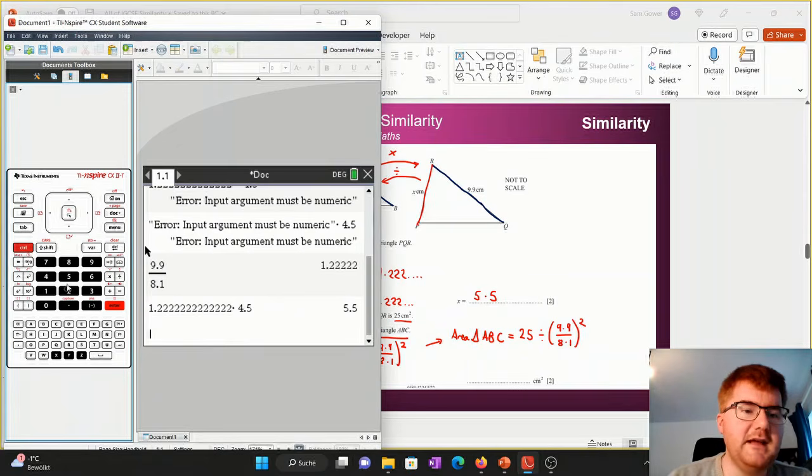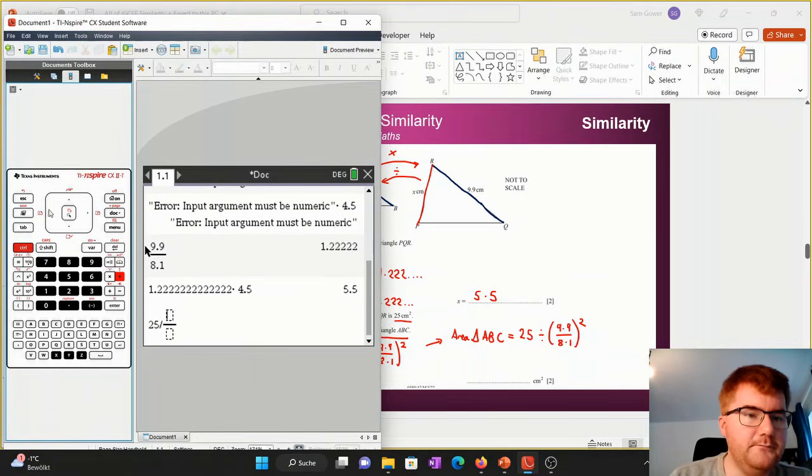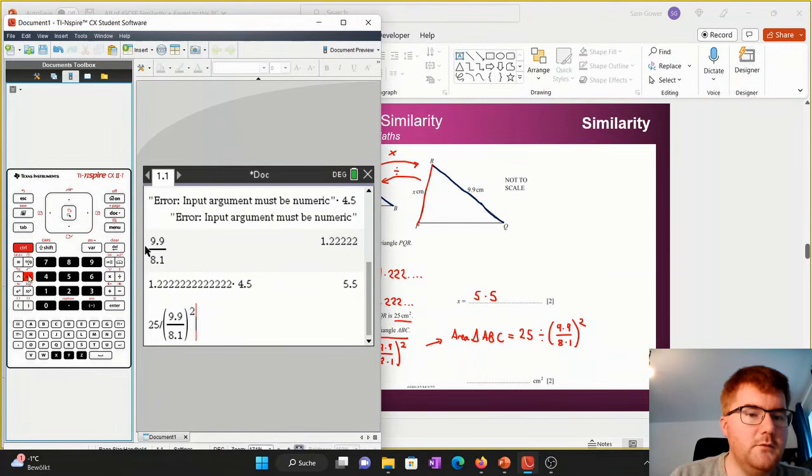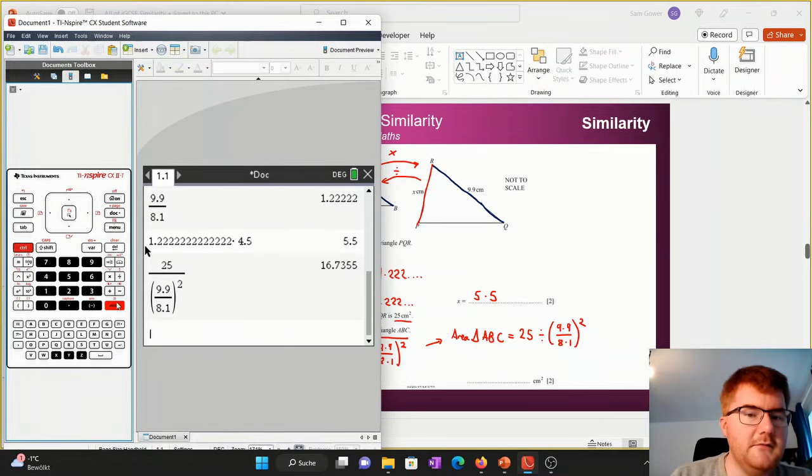Okay, so it was all about being careful in the calculator here. So 25 divided by, get the old fraction out here. I'll put this in brackets. So 9.9 divided by 8.1 all squared. Press the enter.